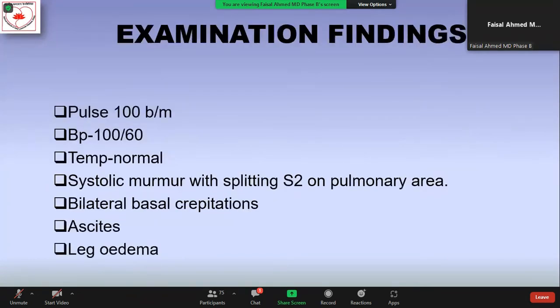On examination, her pulse rate was found to be 100 beats per minute. She had a blood pressure of 100/60 millimeter mercury. There was presence of a systolic murmur with splitting of the second heart sound in the pulmonary area. There were bilateral basal crepitations on lung auscultation. There was presence of ascites, which was evidenced by presence of shifting dullness with negative fluid thrill, and there was presence of leg edema.